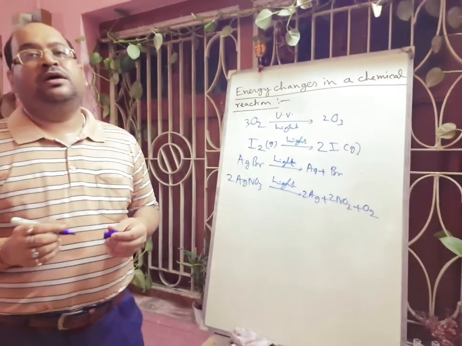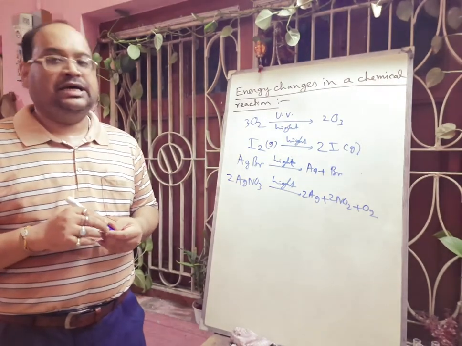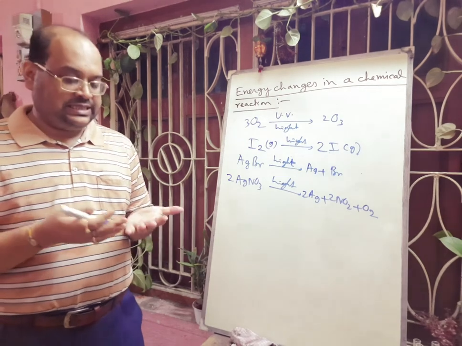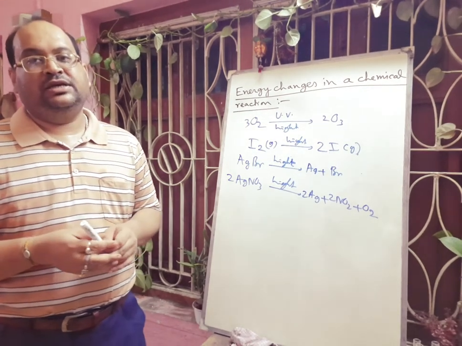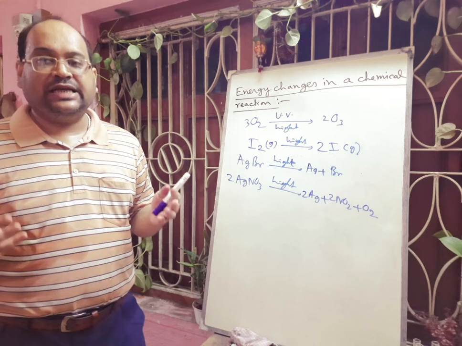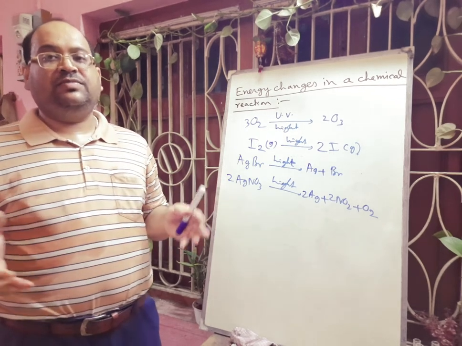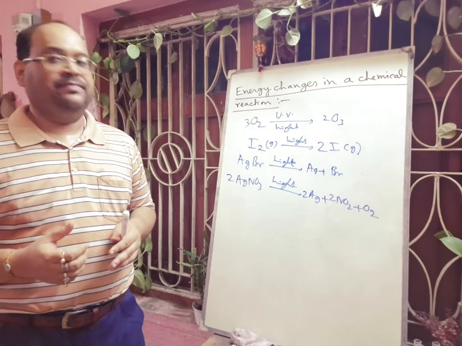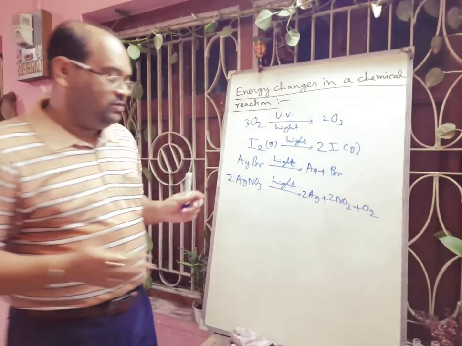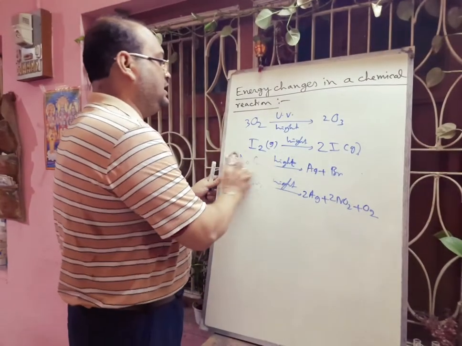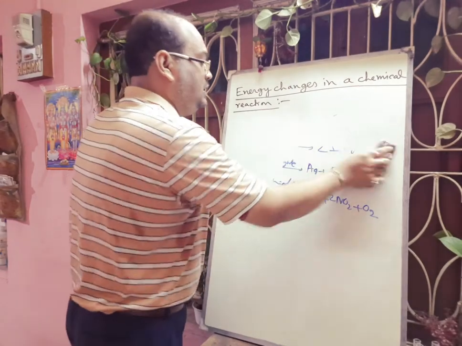Next we will discuss another type of reaction, that is called an electrochemical reaction. An electrochemical reaction is a type of reaction that proceeds with absorption of electrical energy. Already you know the example, that is the electrolytic decomposition of water.